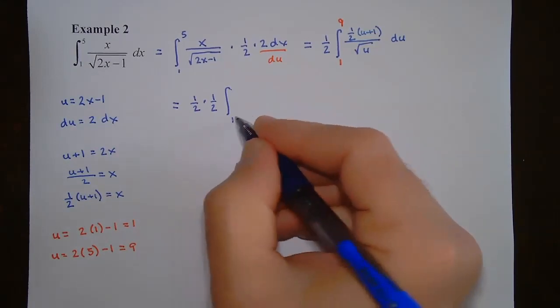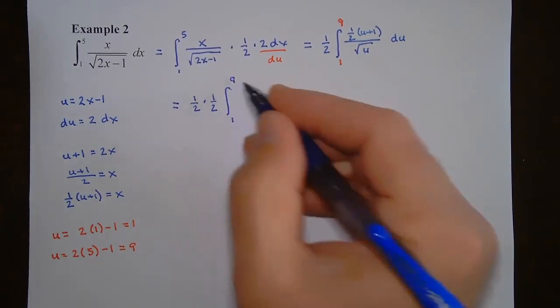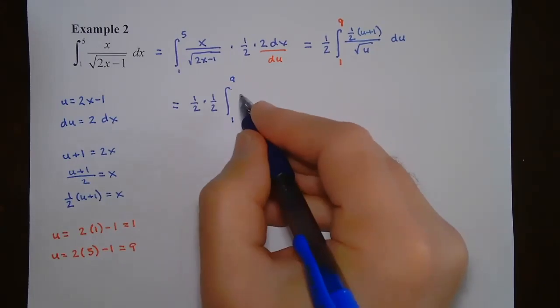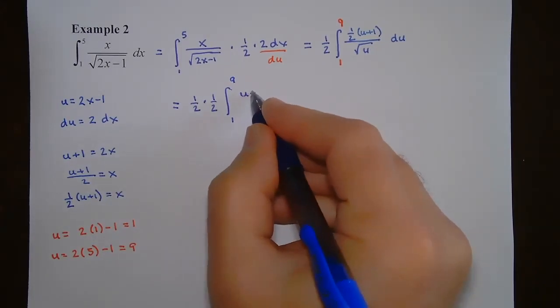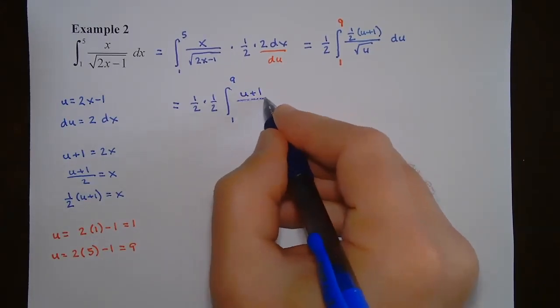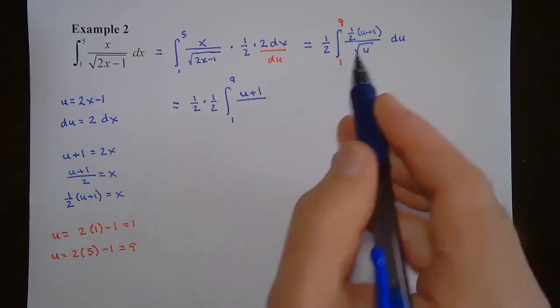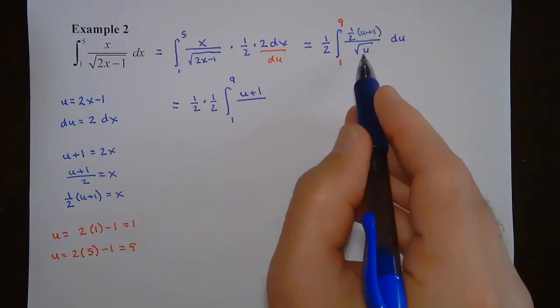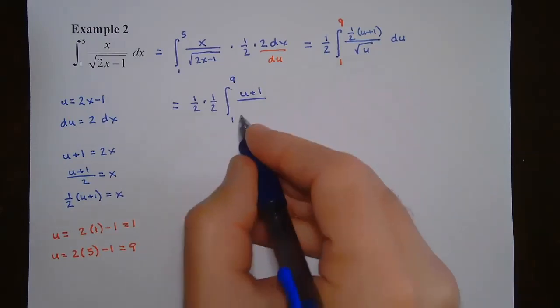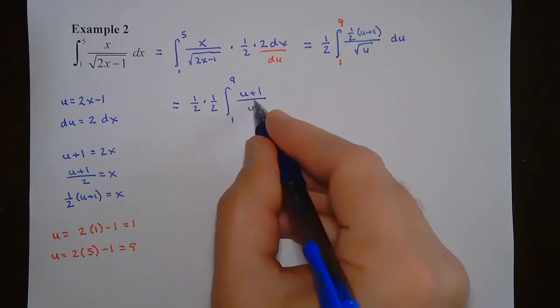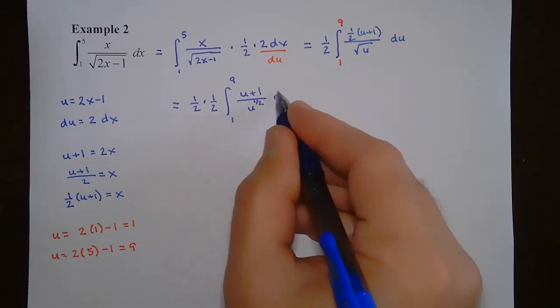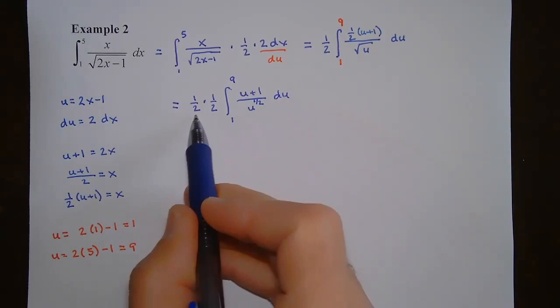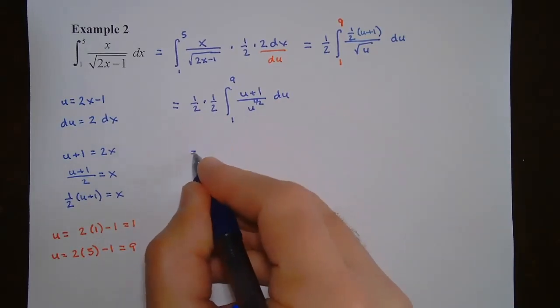Okay, so this is going to be an integral from 1 to 9, okay? And this is going to be u plus 1 over the square root of u, because we have u's on top, and this is just the square root of u. I'm going to rewrite this using exponents. So the square root of u is the same as u to the 1/2 power, and then my du. So 1/2 times 1/2 becomes 1/4.